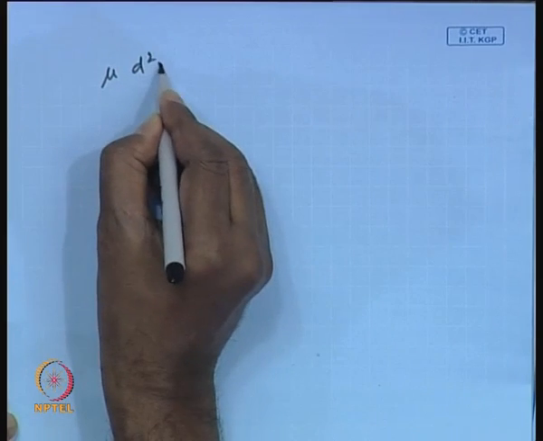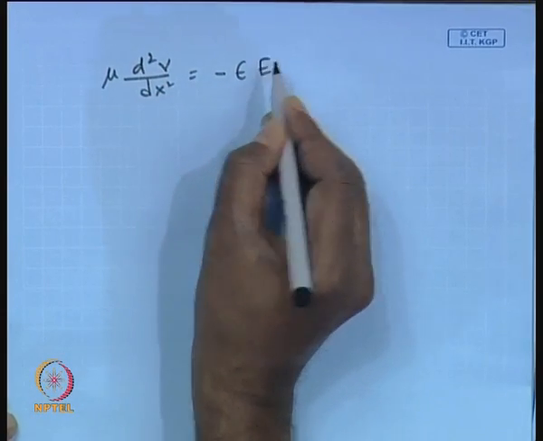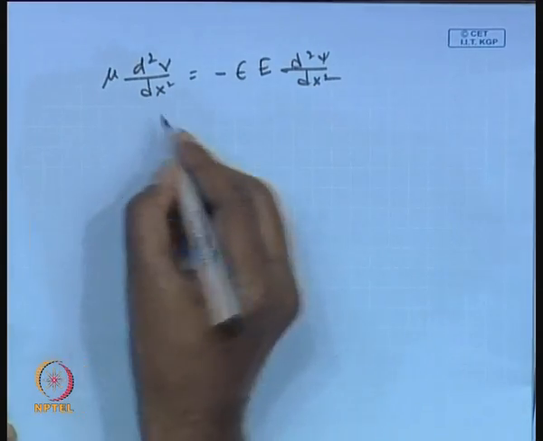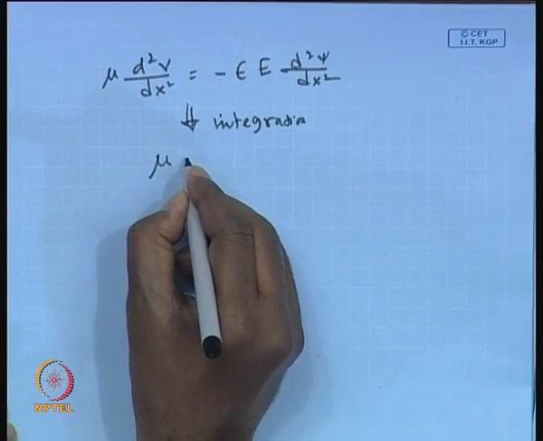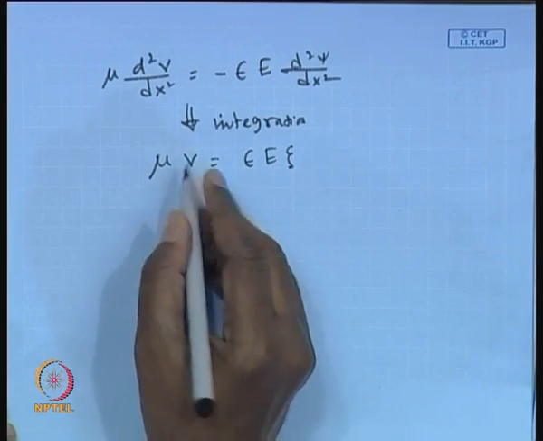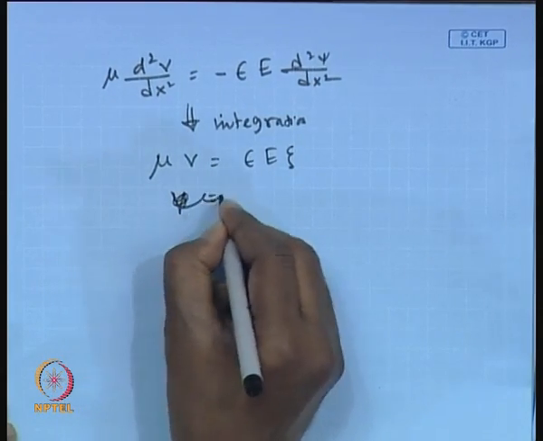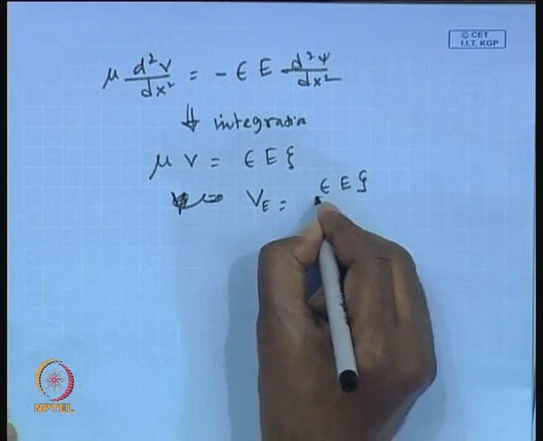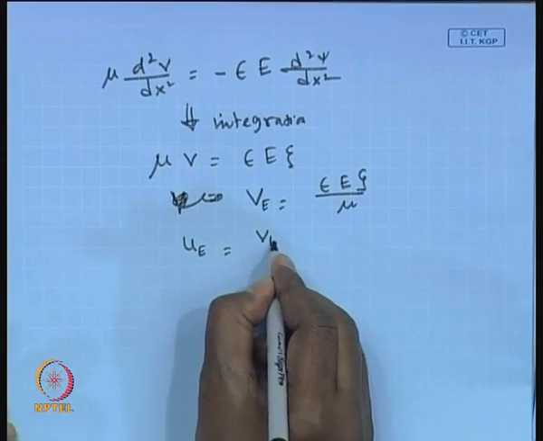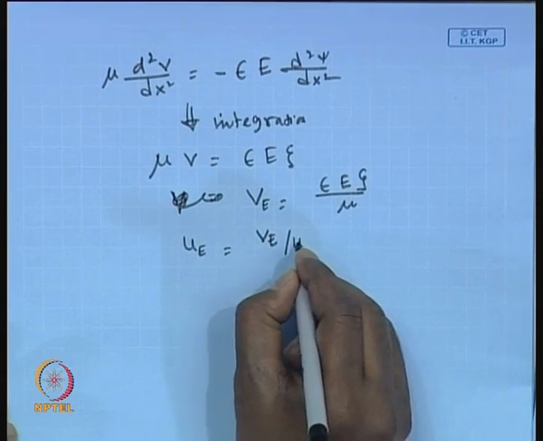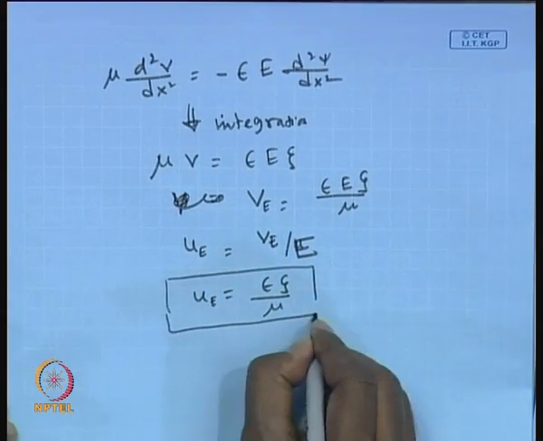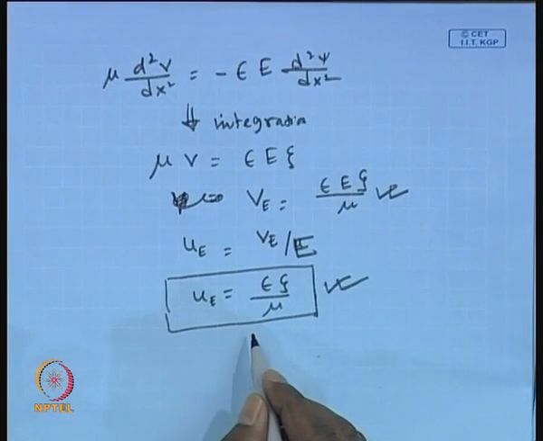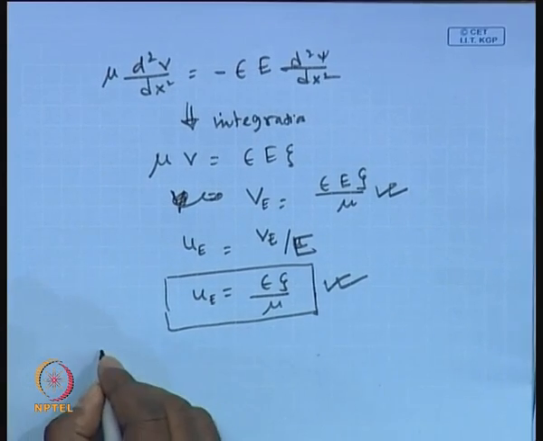So, it becomes mu d square v dx square is equal to minus epsilon E d square psi dx square. Now, you can integrate this equation. Upon integration, you will get mu times v is nothing but epsilon E zeta, so the electrophoretic velocity under this condition becomes epsilon E zeta by mu, and the electrophoretic mobility, which is v by E, becomes epsilon zeta by mu. Okay. So, if kappa A is much greater than 1, we are going to use this expression of electrophoretic mobility in our equation. Now, this equation is known as the Helmholtz-Smoluchowski equation.